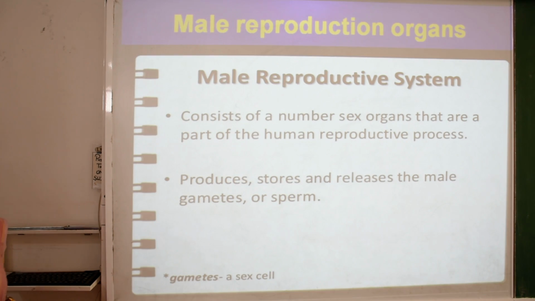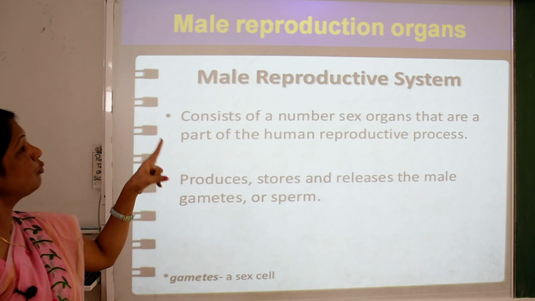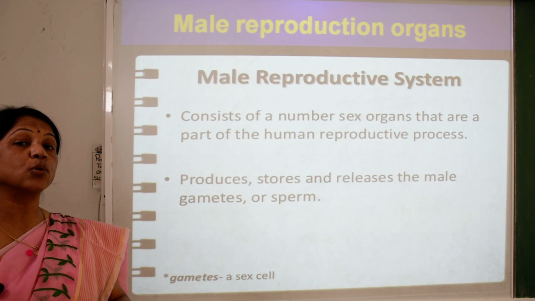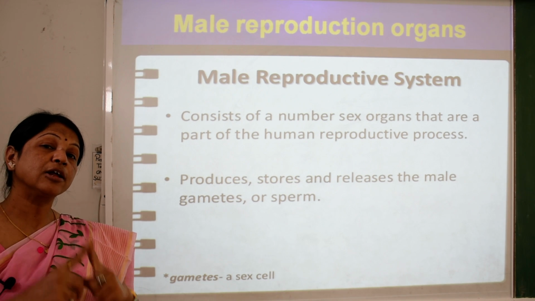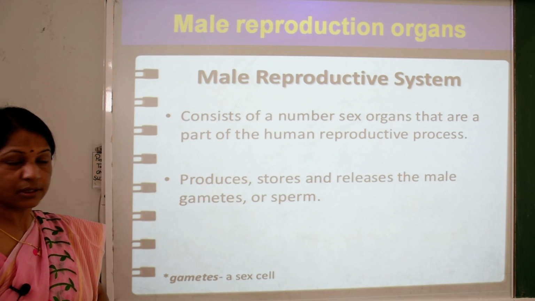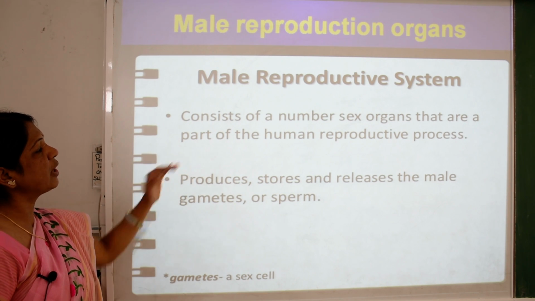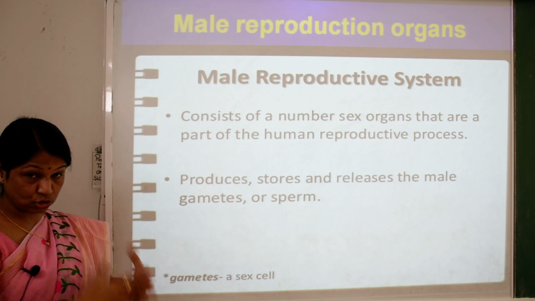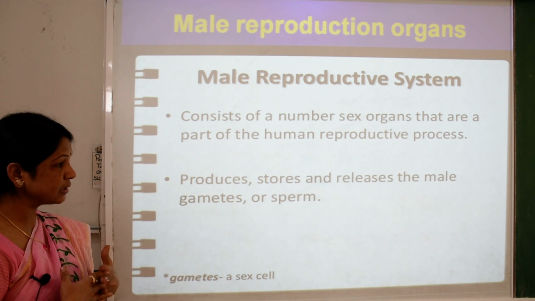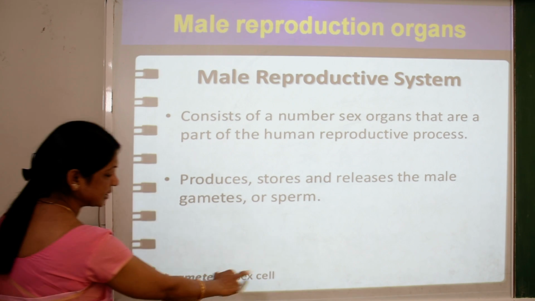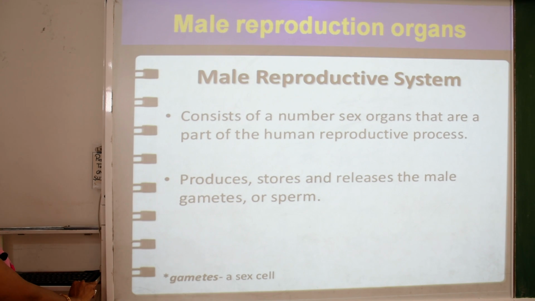Now, further we see the reproductive organs of the male, then the female. First, we are going to discuss the male reproductive organ. It consists of a number of sex organs that are part of the human reproductive process. They produce, store and release the male gametes, the sperm. A gamete is a sex cell. It is called the male reproductive system.